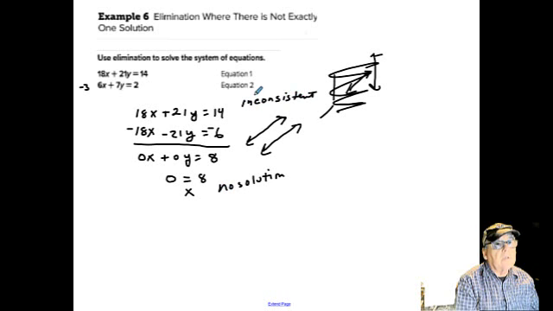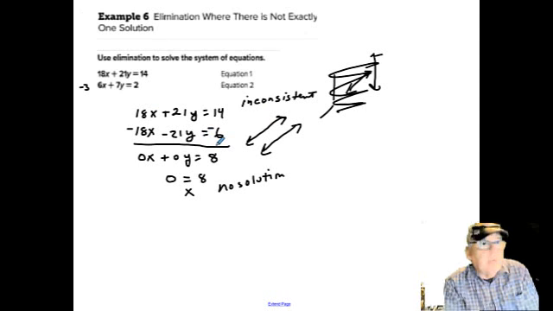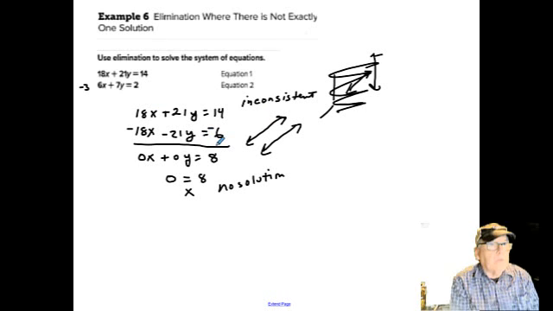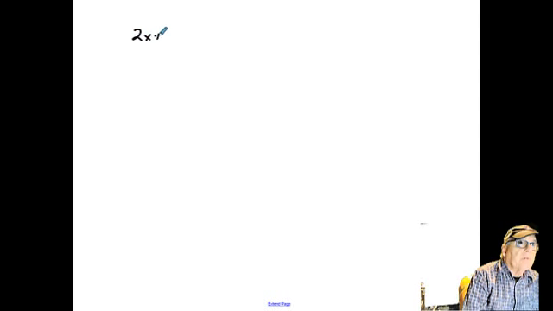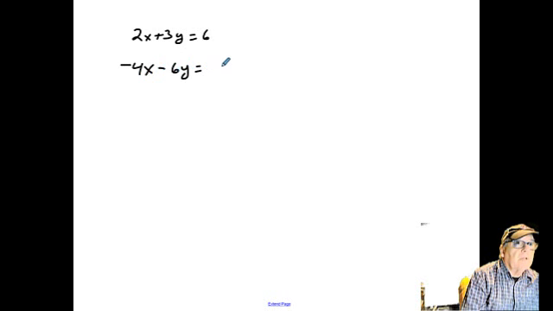So if there's a solution, it's consistent. If there's no solution, it's inconsistent. And there's one more case we need to talk about, and that's the case where the equations intersect every place. So let's look at one of these. Let's say we had 2x plus 3y is equal to 6. And let's say we had negative 4x minus 6y is equal to negative 12.